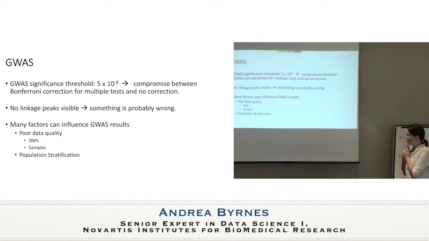The standard conventional GWAS significance threshold is 5 times 10 to the minus 8. This is a compromise between a Bonferroni correction for multiple tests and no correction, and this has to do with how correlated the SNPs are. There was a big debate about where this threshold should be when folks first started doing GWAS, but as a field, we've compromised and decided that this is around the right level of correction, given that so many of the SNPs are correlated with one another.